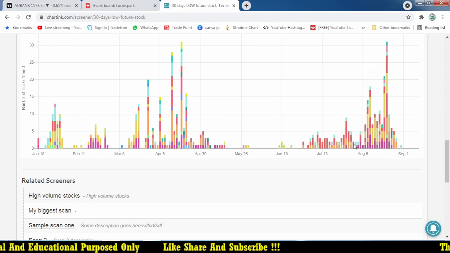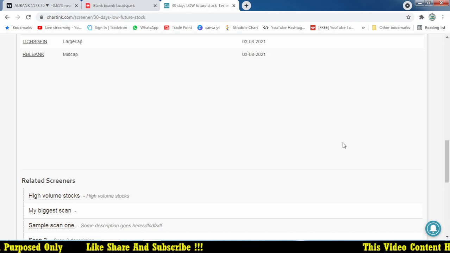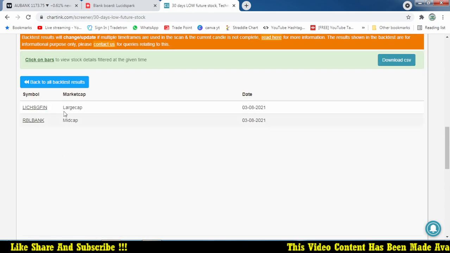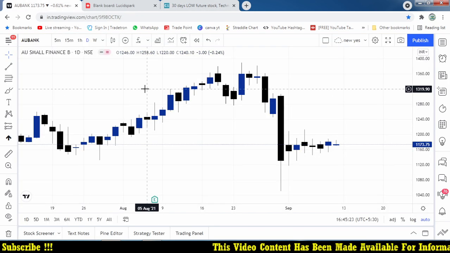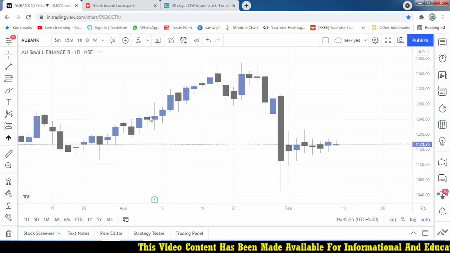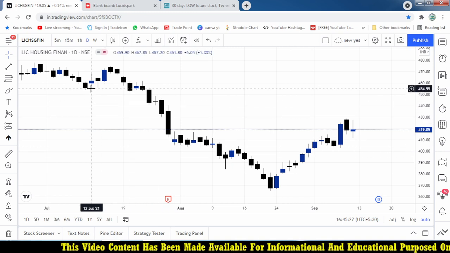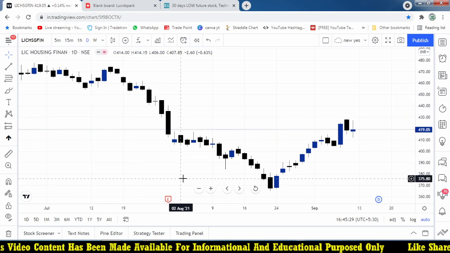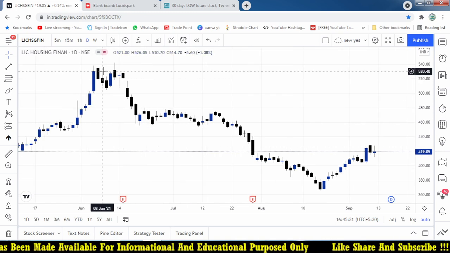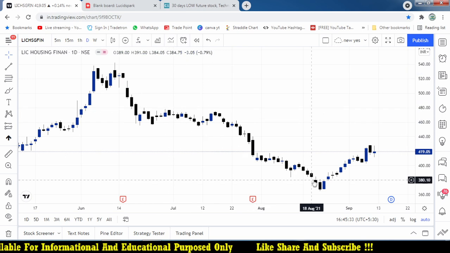For example, I'm going to take 3rd August, RBL and LIC Housing Finance. LIC Housing Finance keeps on going down. If you track LIC Housing Finance, it is daily coming to a 30-day low, because it started from almost 500 and keeps on going down.